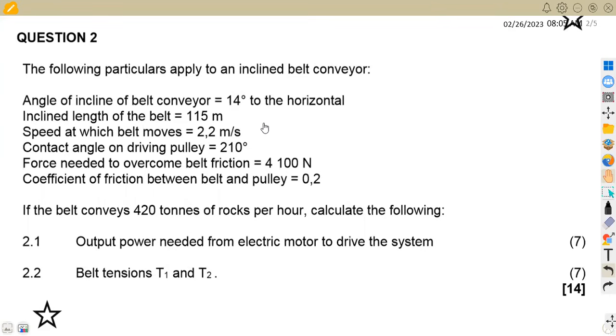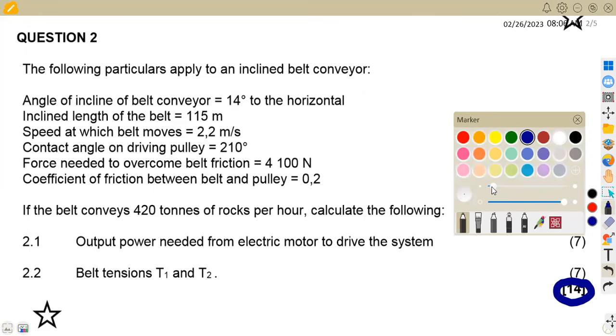In this platform, we shall be having revision on belt drives. That is from the question paper, which was written in November 2022. So we've got 14 marks on question number 2 on belt drives. So we shall see how we're supposed to obtain these 14 marks that we are given there.